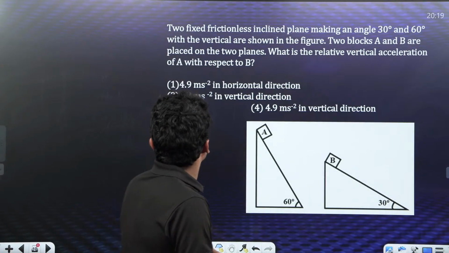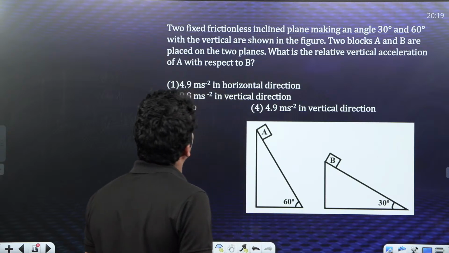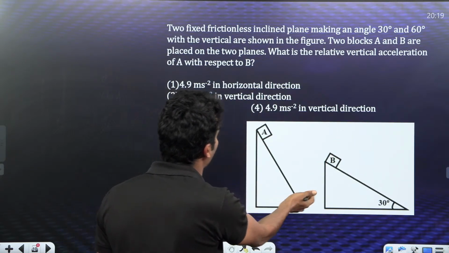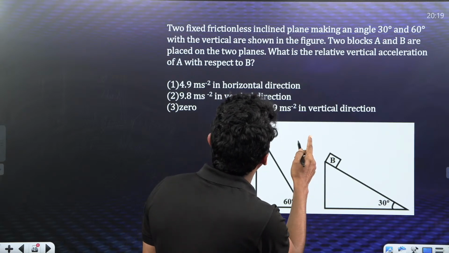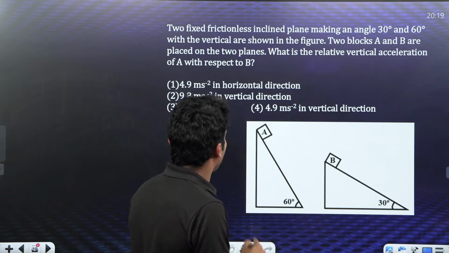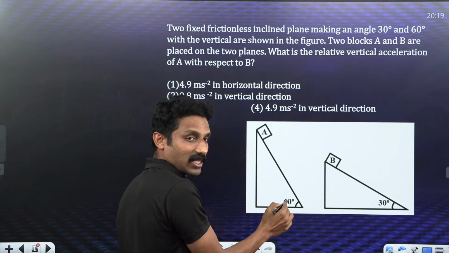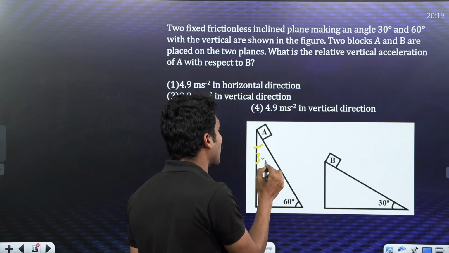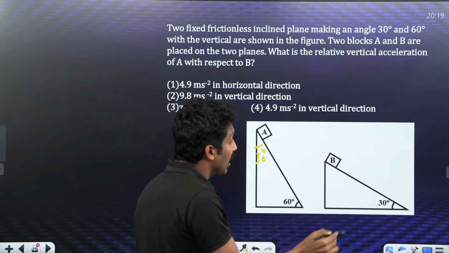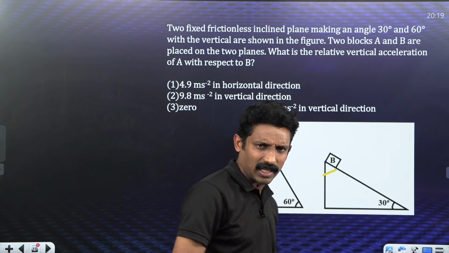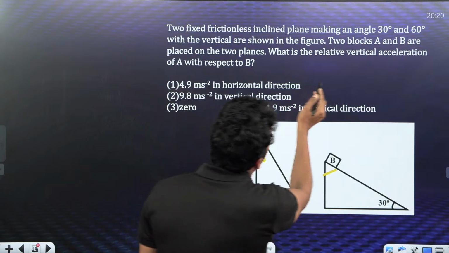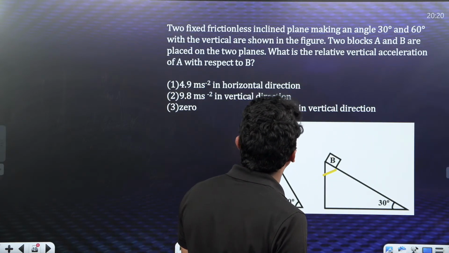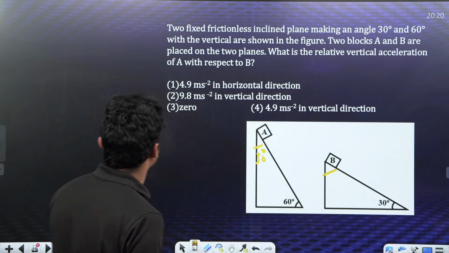Okay, the next one. Two fixed frictionless inclined planes make angles of 30 degree and 60 degree with the vertical, as shown in the figure. Where the angle with the vertical is 30 degree, the plane is at 60 degree in the figure, and where it is 60 degree, it is 30 degree. Fine, no problem. Now two blocks A and B are placed on the two planes. What is the relative vertical acceleration of A with respect to B?